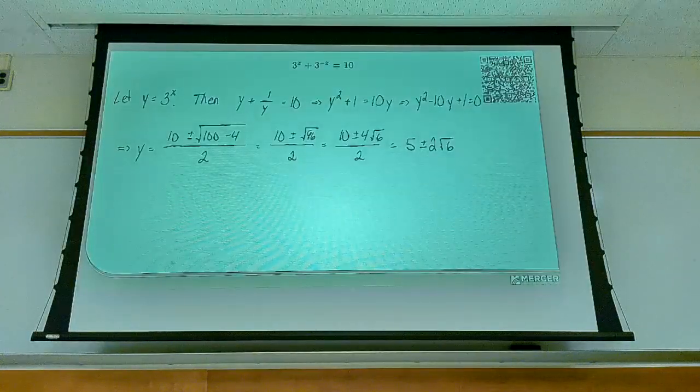It's gonna be like... It is not. No. It is slightly under 2.5, 2.45, which means 5 minus 2 root 6 is still positive. So they are both solutions.